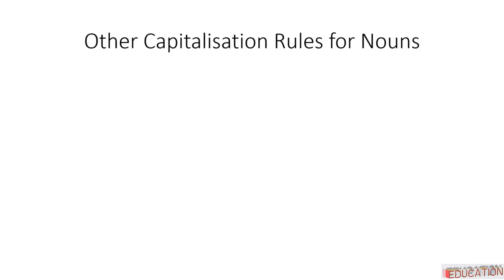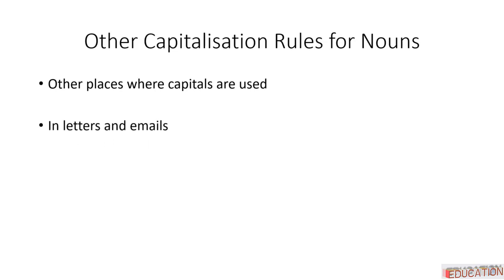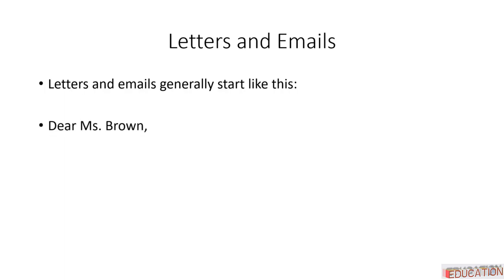There are other places where nouns are capitalized. For instance, in letters and emails, in poetry, in titles and headings. We look now at letters and emails. So a letter or email generally starts like this. Dear Ms. Brown, comma, or not comma. Many thanks for your letter. Now the M in many is uppercase, even though it doesn't look like it's the start of a sentence. This is just a convention that is used.